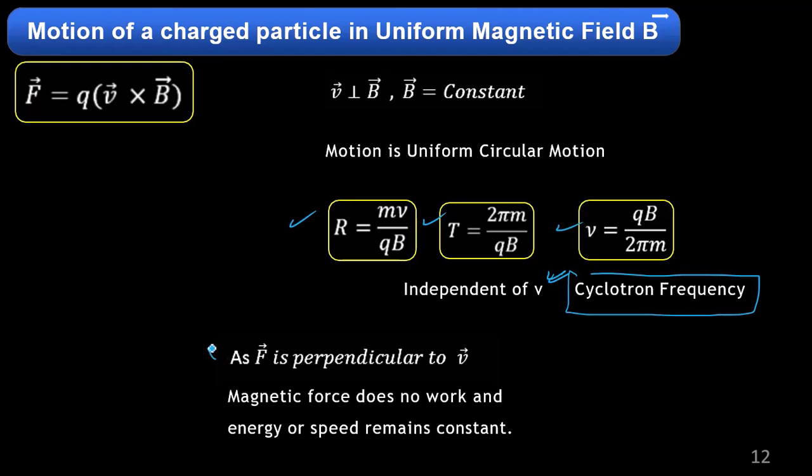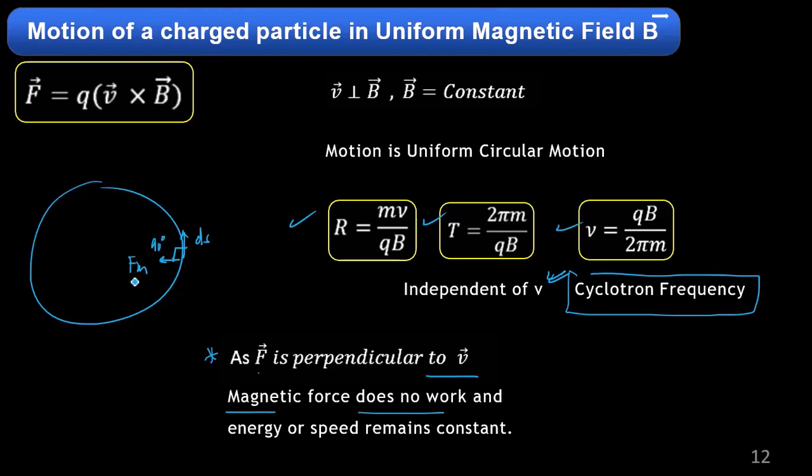Okay. One important fact that you should remember is that F is always perpendicular to V. Magnetic force does no work. Why? Because whenever the particle is moving along the circular track, the magnetic force is always perpendicular to the direction of displacement. So this angle is 90 degrees, and the work done by the magnetic force is always 0. That's why we said that magnetic force does no work, and energy or speed remain constant.